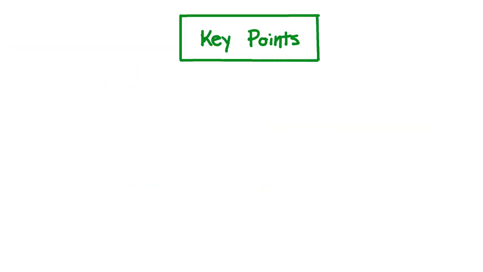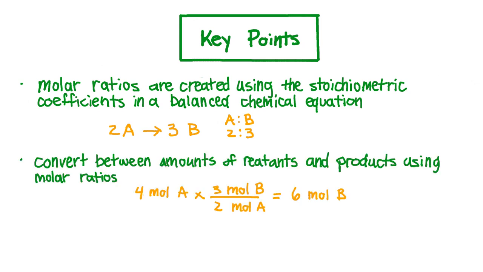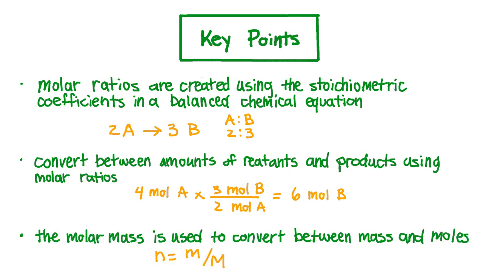Now let's summarize what we learned in this video with the key points. We can create molar ratios by using the stoichiometric coefficients found in the balanced chemical equation. These molar ratios are then used to convert between amounts of reactants and products. Finally, we can use the molar mass to convert between mass and moles, and vice versa.